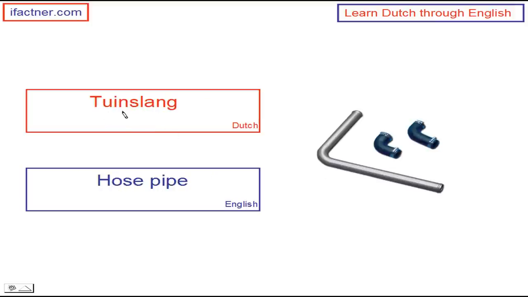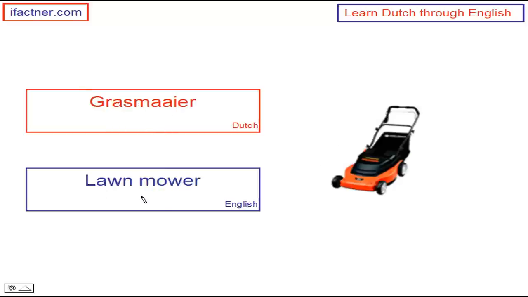Hose pipe, tuinslang. T-U-I-N, tuin, S-L-A-N-G, slang. Tuinslang. Lawn mower, grasmaaier. Gras is grass. G-R-A-S, gras. M-A-A-I-E-R, maaier. Grasmaaier is lawn mower.